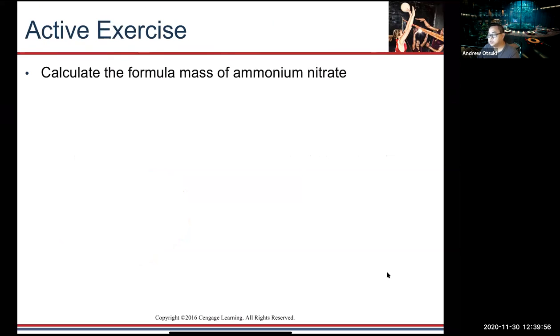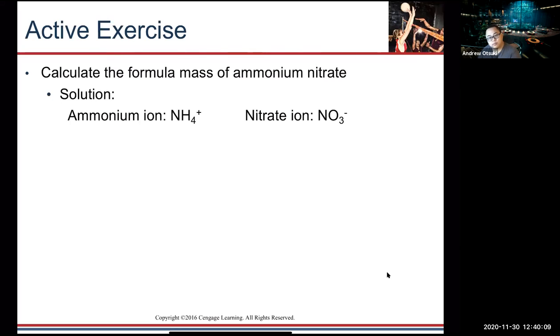Okay, so let's calculate the formula mass of ammonium nitrate. Remember, formula mass is for ionic compounds, and molecular mass is for molecular compounds, so stuff like carbon dioxide. So the ammonium ion is NH4 plus. Remember, nitric acid is where we get nitrate from, or NO3 minus. I told you guys to remember those 6 or 7 acids that were the basis for all the other acids.